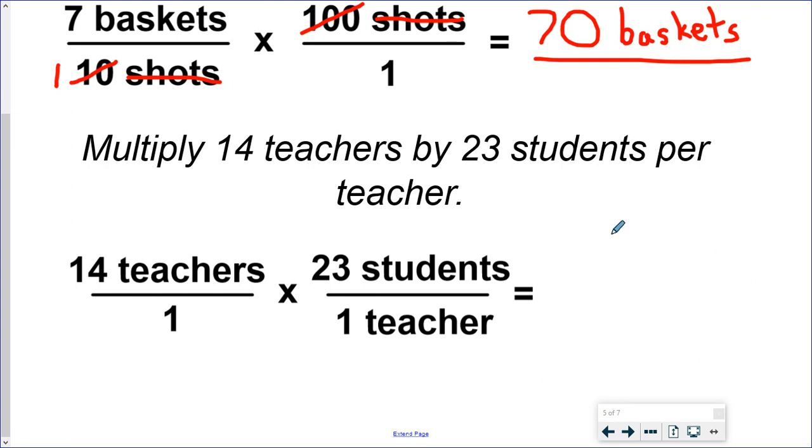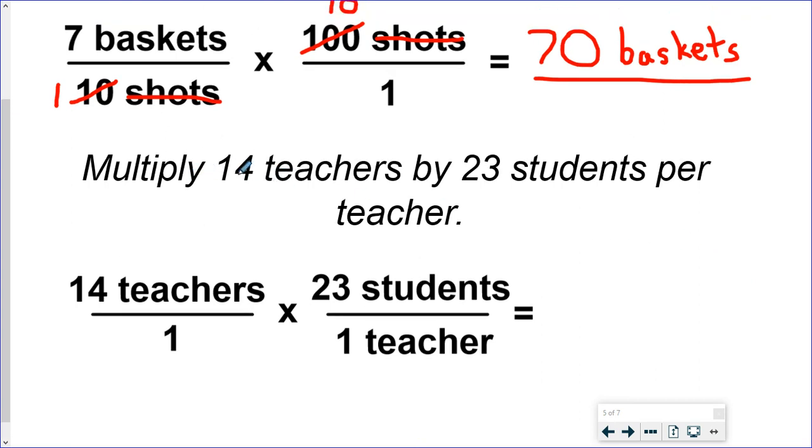We go down a little farther here. I'm going to multiply 14 teachers. There are 14 teachers, and those teachers have 23 students per teacher. So again, here's my original fraction, 14 over 1. And now I've got my units. My unit rate is 23 students per teacher. So I wrote the 23 on top, and then the per is that fraction line we talked about, and then over 1 teacher.